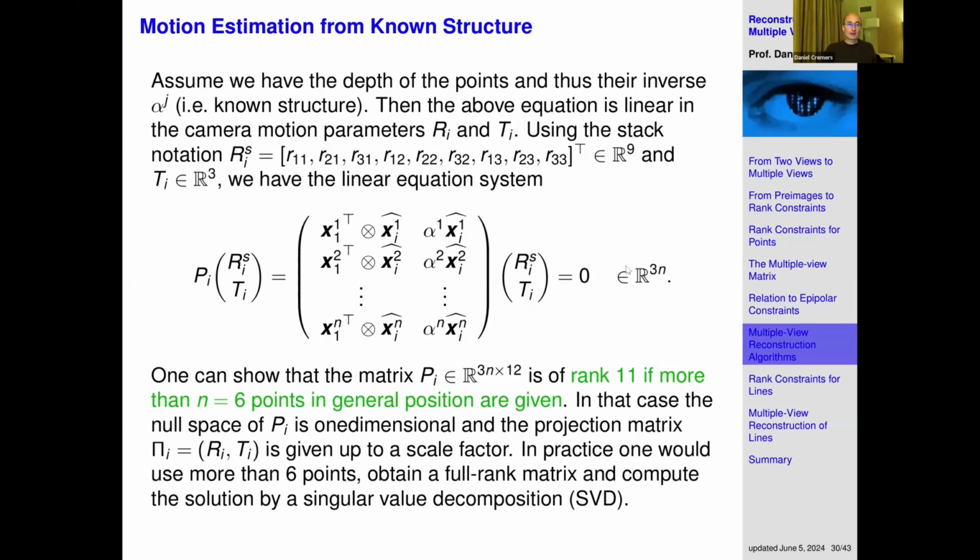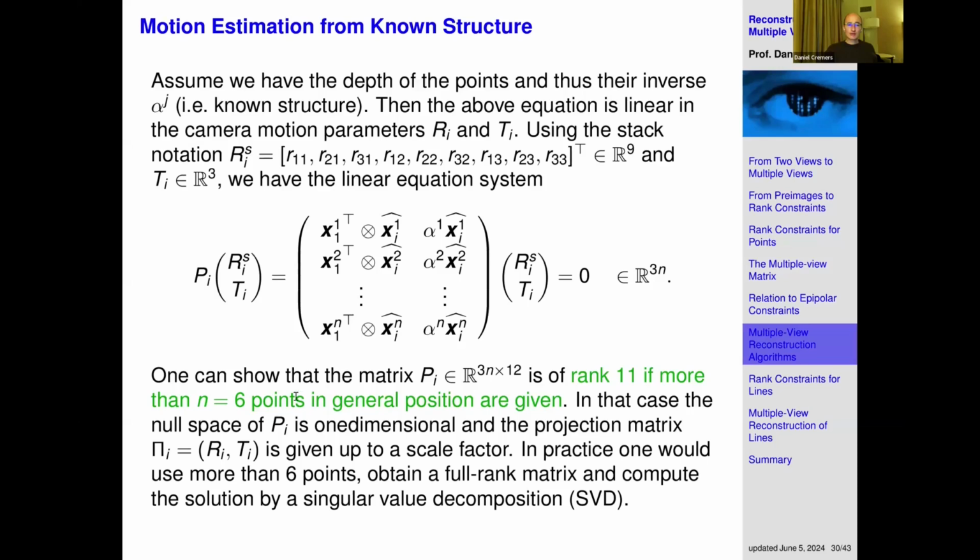And that's basically because it's 3n times 12, so the rank is always at most 3n. But as we saw, these skew-symmetric matrices only have rank 2 rather than rank 3. So it's basically 2n. And then with n equals 6, we can expect the rank could be 12. And so this is why we actually need at least 6 points, not 8 points, but 6 points for this algorithm to work.